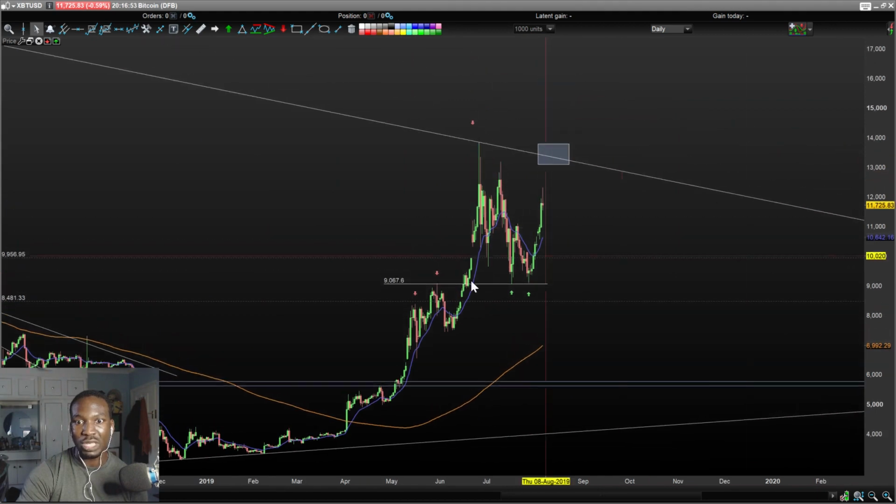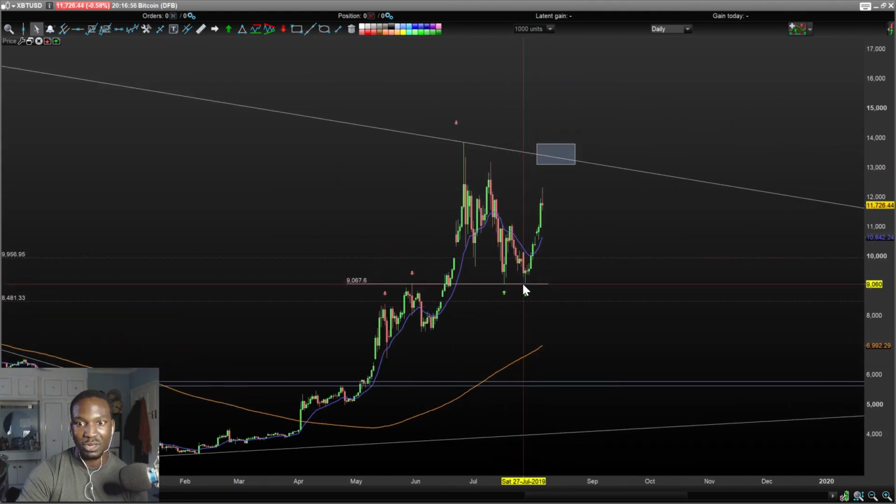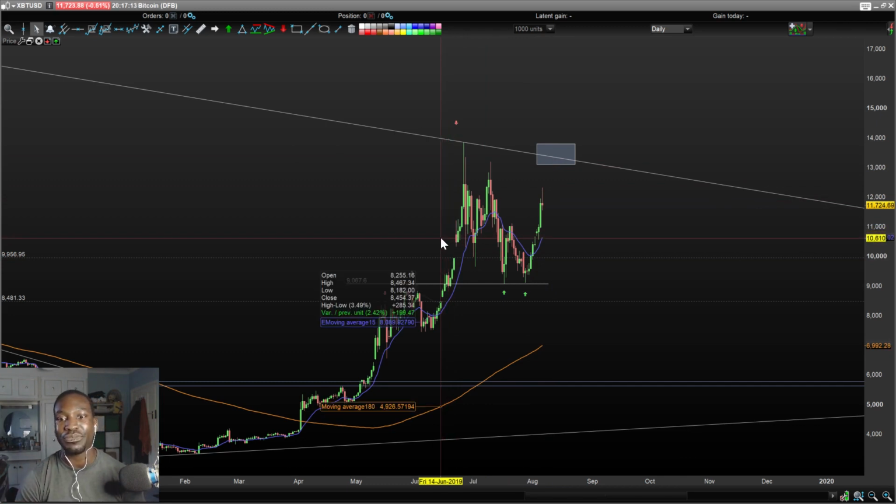There was an old resistance that became a new support at 9,000. So if you entered here, then well done to you, because that would have been a great entry point. And then you would have climbed up here, and I think it's going to make its way up to 13,000. The reason why Bitcoin is climbing is because it's inversely proportional to the market.